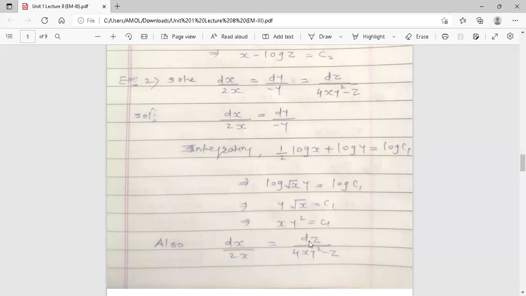Now in the third ratio, dz upon 4xy square minus z, we cannot separate the terms because in the denominator there is a subtraction, and we don't want the variable y there, because the first ratio is of x and the other ratio is of z. So we want to eliminate the variable y, but we cannot eliminate it easily. So a better way: the first set solution is x y square is equal to c1. So you replace x y square by c1, then the term will be dx upon 2x is equal to dz upon 4c1 minus z.